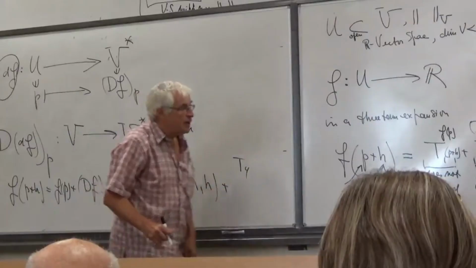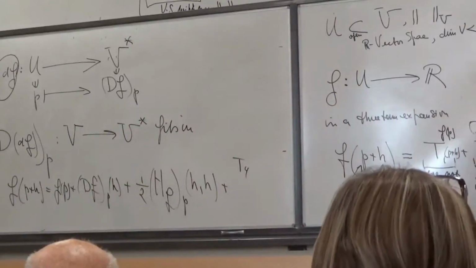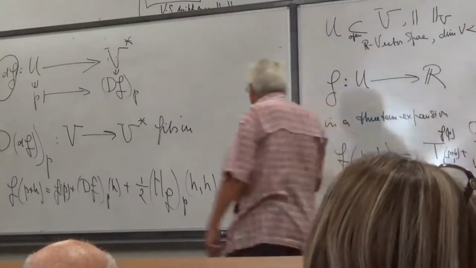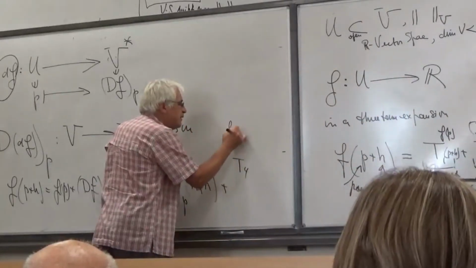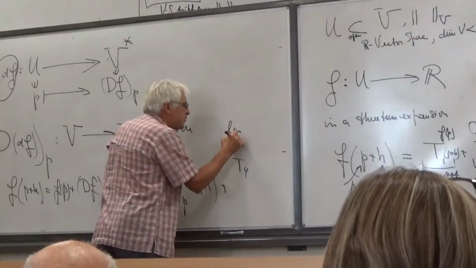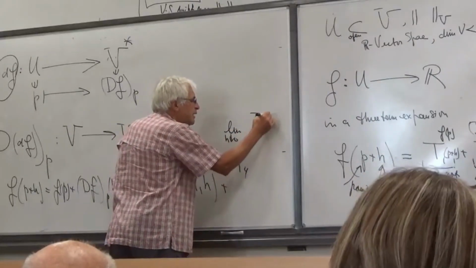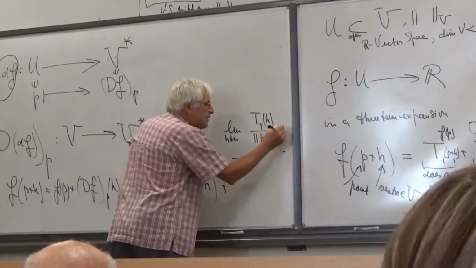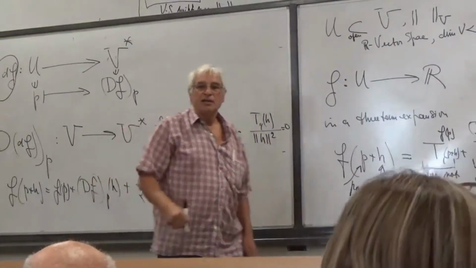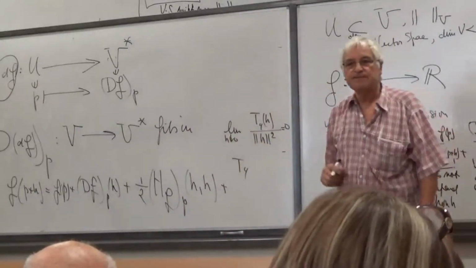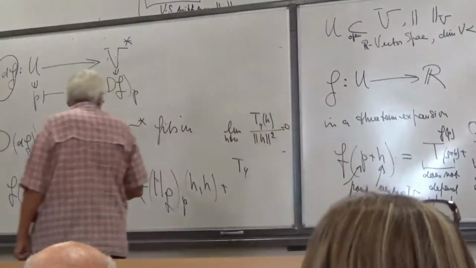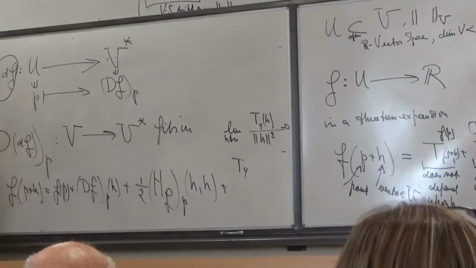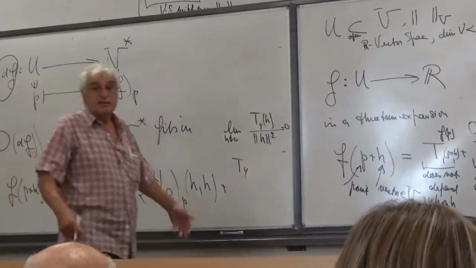Term 4 is small in this sense, but we also have a square here. Term 4 satisfies: the limit for h going to 0 of term 4 of h divided by the norm of h squared is 0. So people say this is higher order. So we have this Hessian, which is not 0 in general.